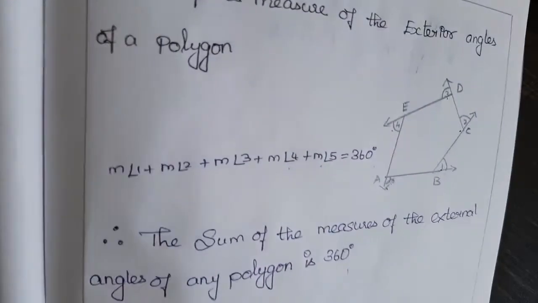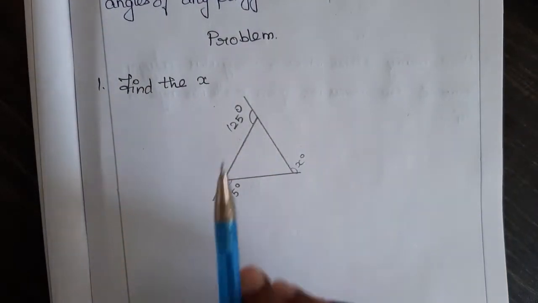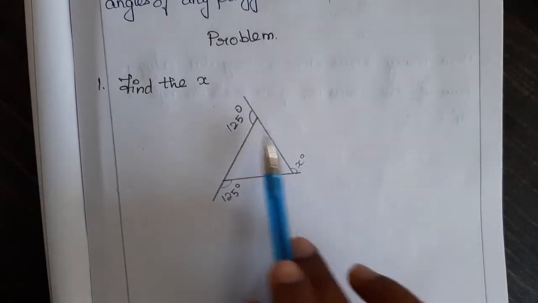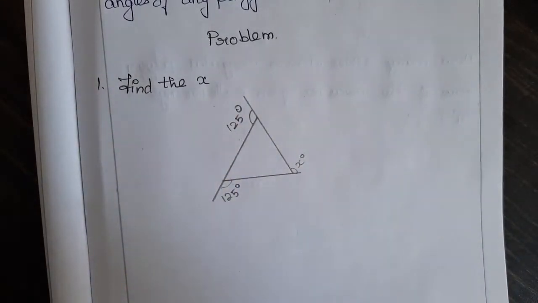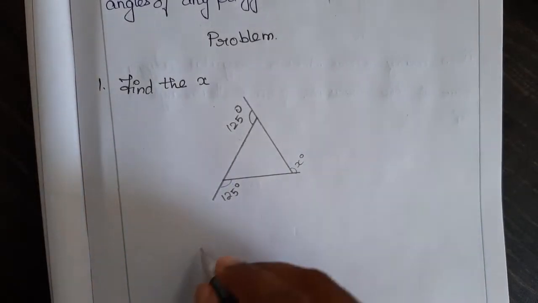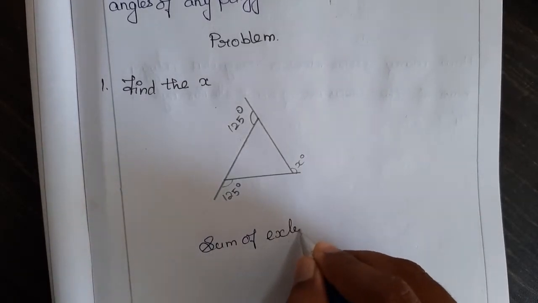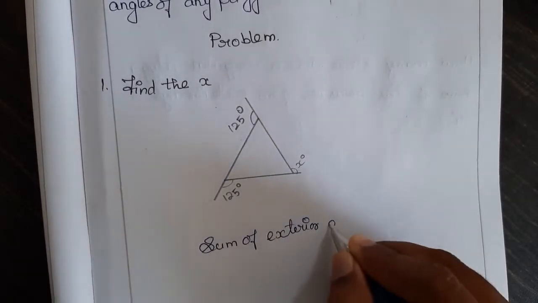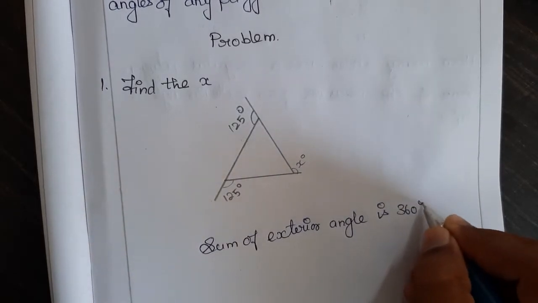So here we go for the problems. Find the x. A triangle is given, and you can see that 3 exterior angles are given also. So directly we can use the exterior angle property of the polygon. What is the property? The sum of exterior angles is 360 degrees, right? Sum means addition.